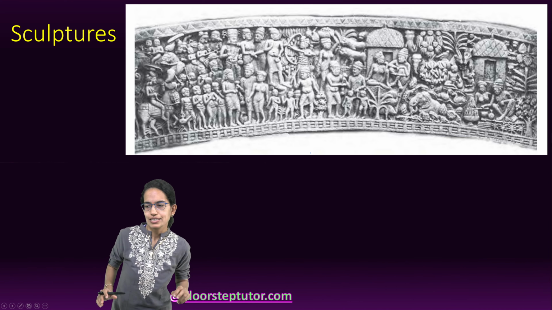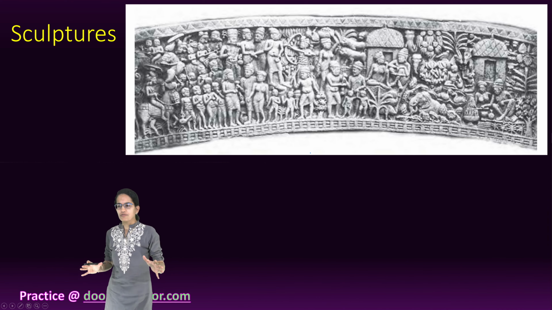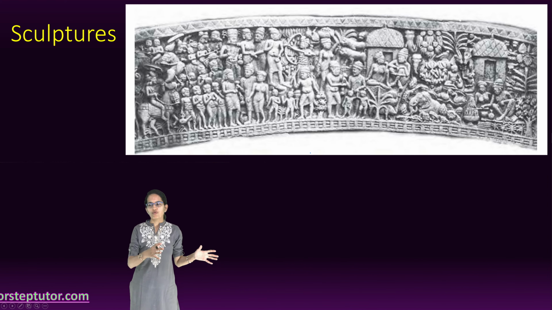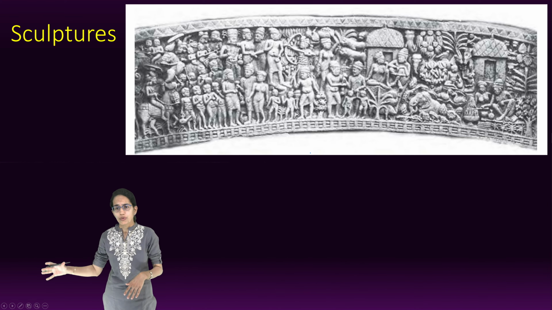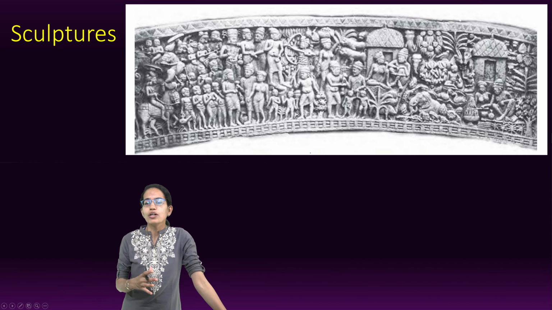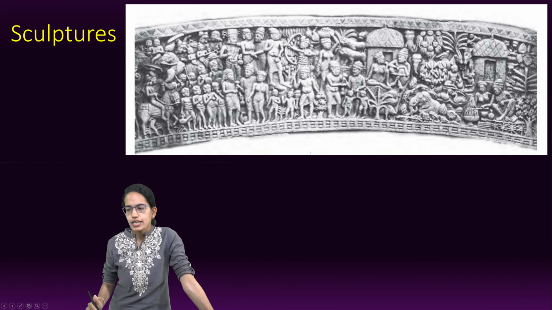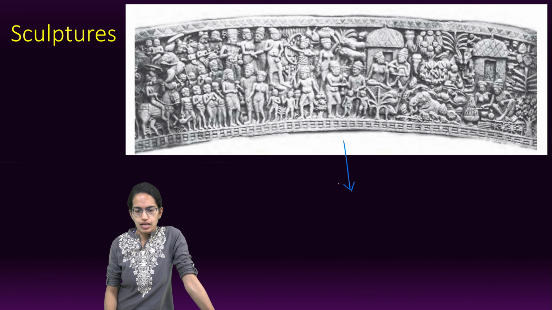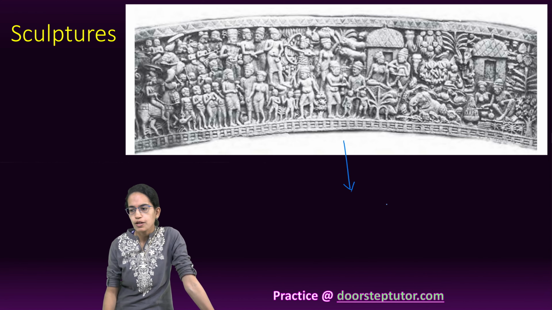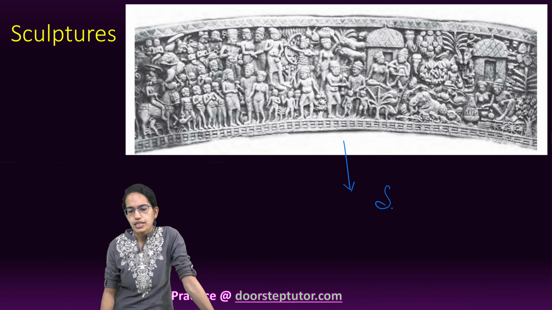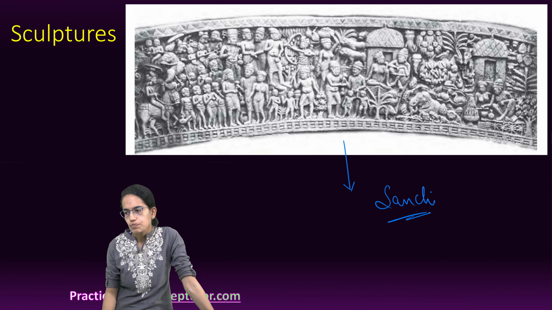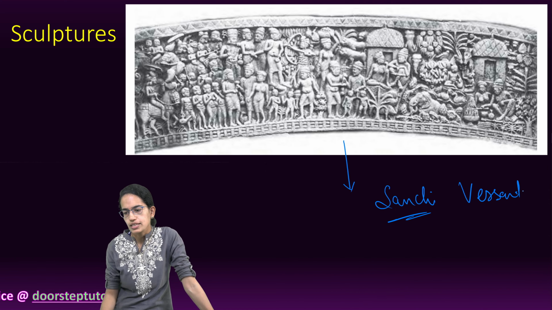The next is the sculptures. So far we have seen that sculptures were removed from the stupa and transported to Europe. Now these sculptures talked about various storytellings, various aspects. There is one very interesting sculpture, as you can see in the picture here. This is the sculpture at Sanchi, and this explains the Vesantara Jataka.